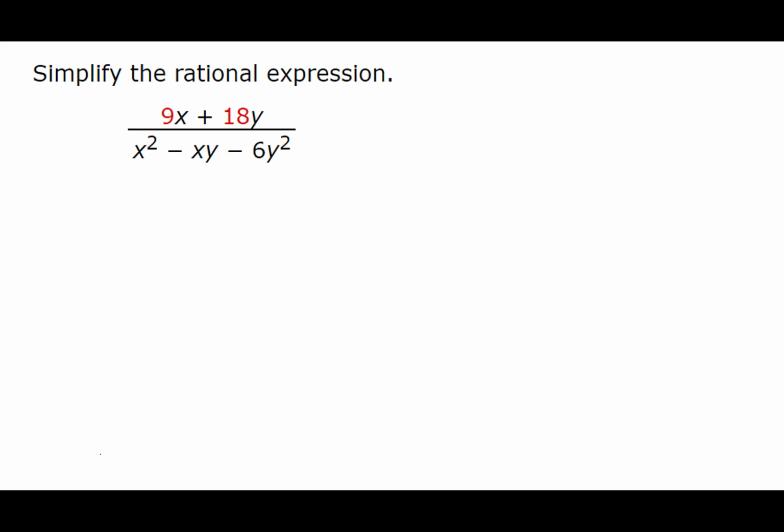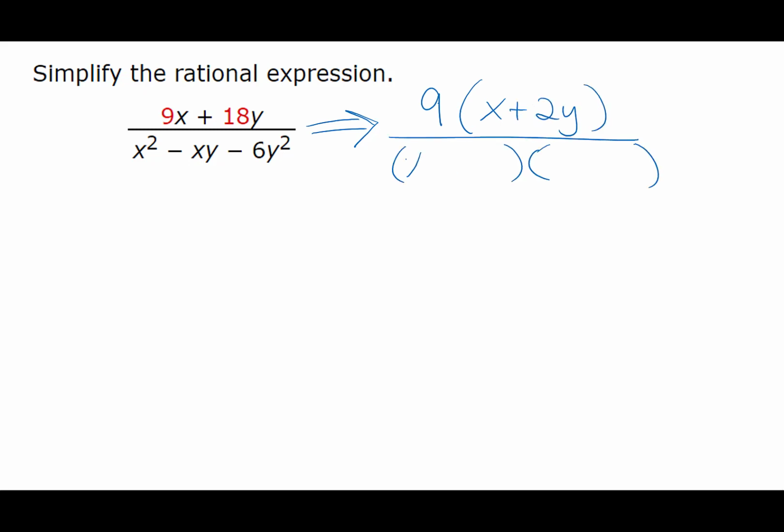Okay, I want to show you one more on this video. We're going to start this problem the same way we've started the other ones, by factoring. The numerator has a common term of 9, so this is 9 times x plus 2y over the denominator, which will be x minus 3y times x plus 2y.